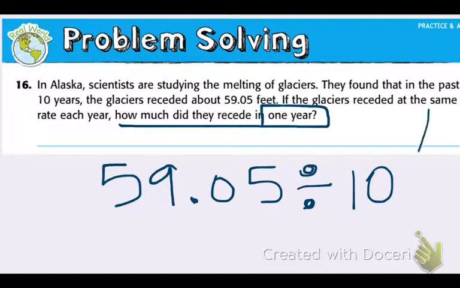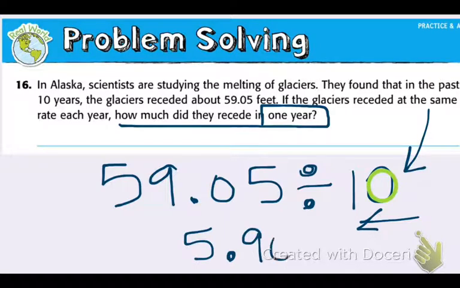So what's the power of 10? There's 1 power of 10. So if I move that decimal 1 place to the left, then I should know how much it receded each year. So every year it was receding 5.905 of a foot.